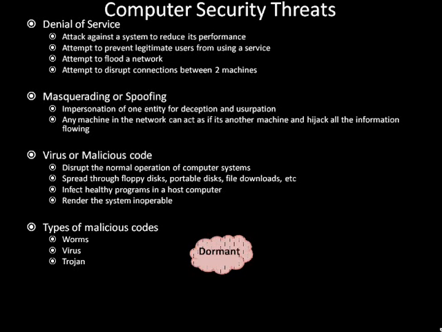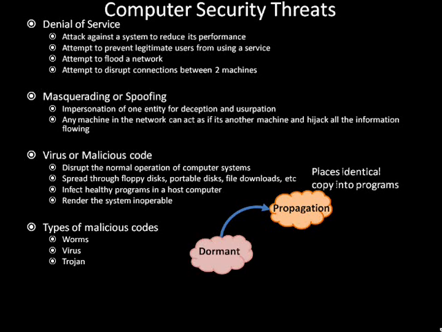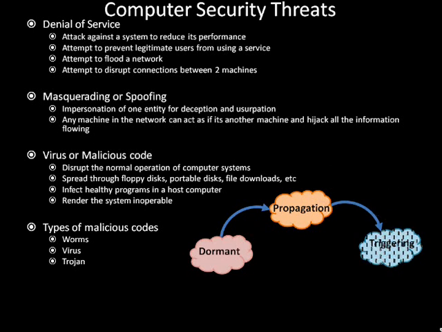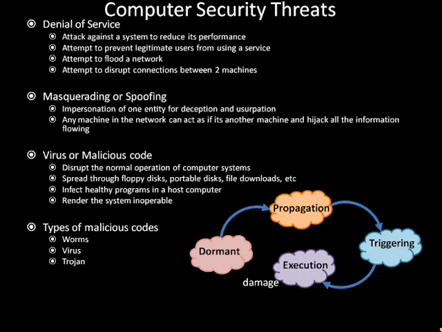In the dormant phase, the virus is idle, but not all viruses have this stage. In the propagation phase, the virus places an identical copy of itself into other programs or into certain system areas. The triggering phase is when the virus is activated to perform the function for which it was created. In the execution phase, the function for which the virus was created is performed. The function may be harmless or damaging.